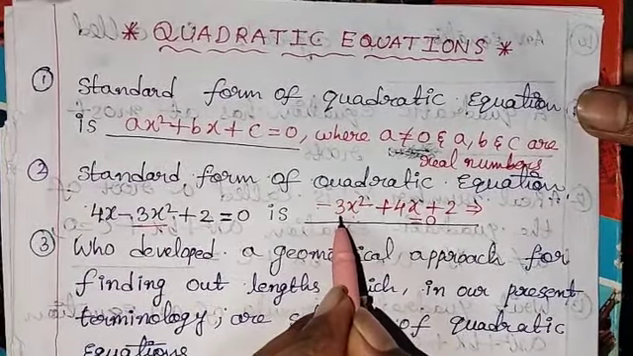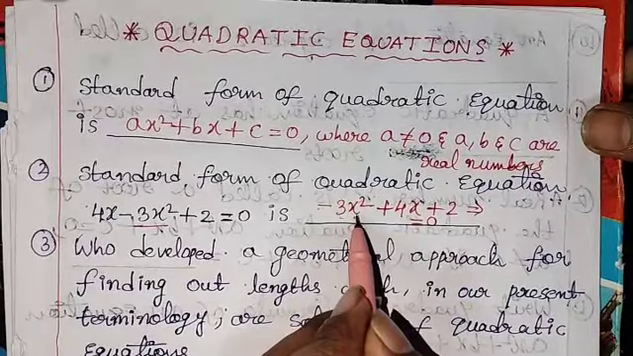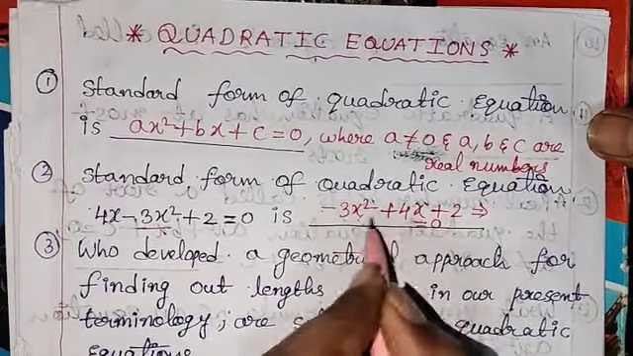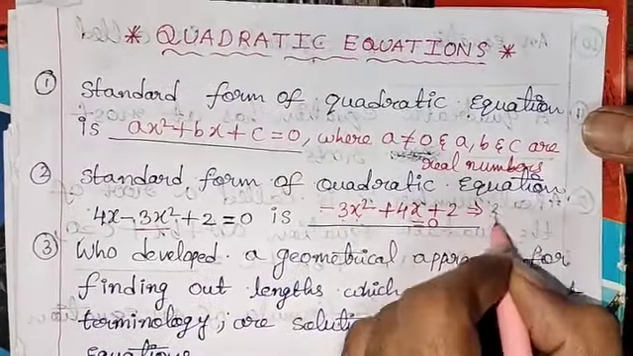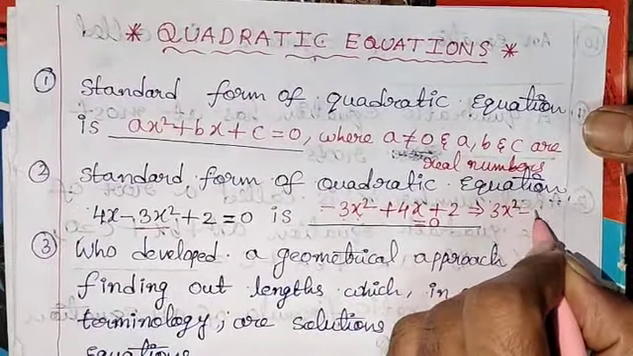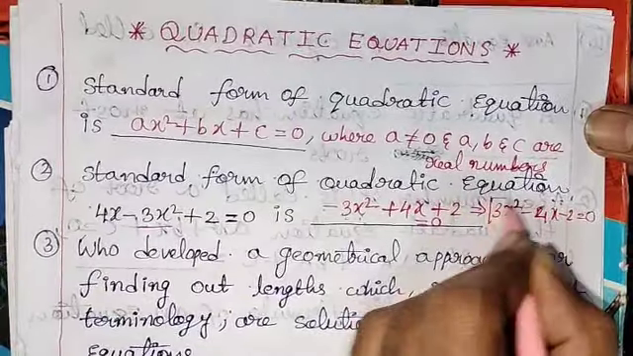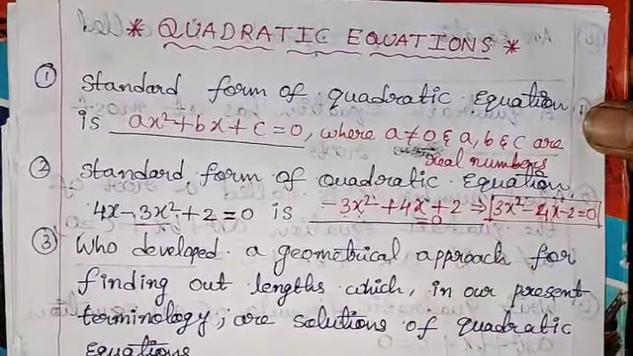In general, the coefficient of x² is always positive. So let us multiply both sides of this equation by minus 1. You will get 3x² − 4x − 2 = 0. This is the standard form of the quadratic equation.